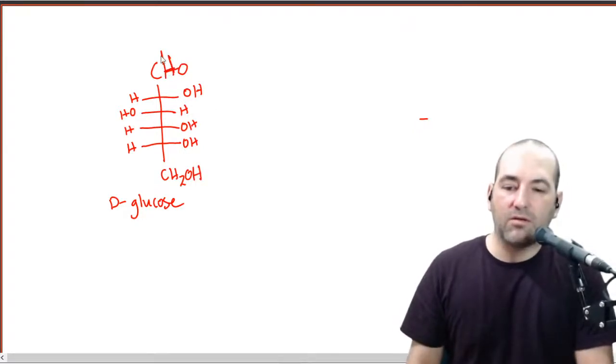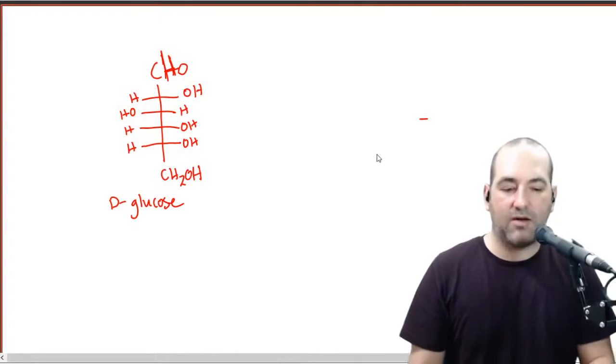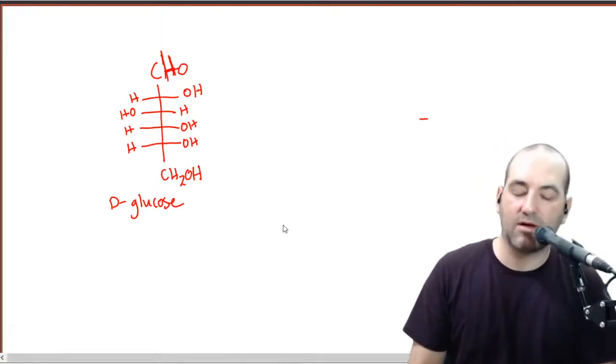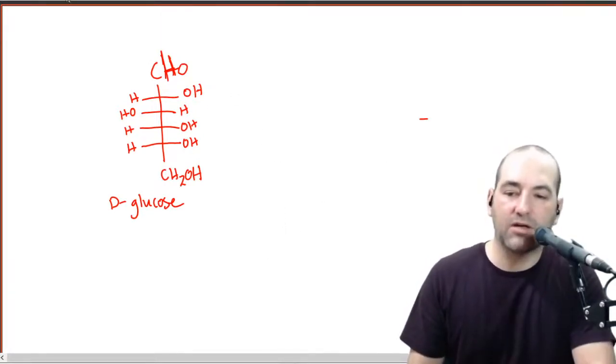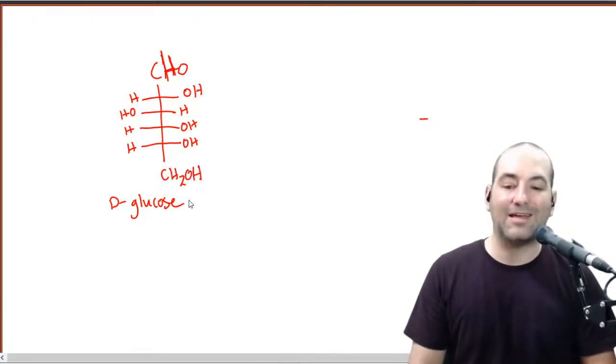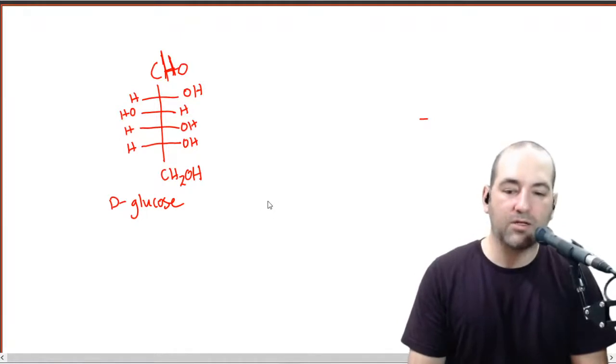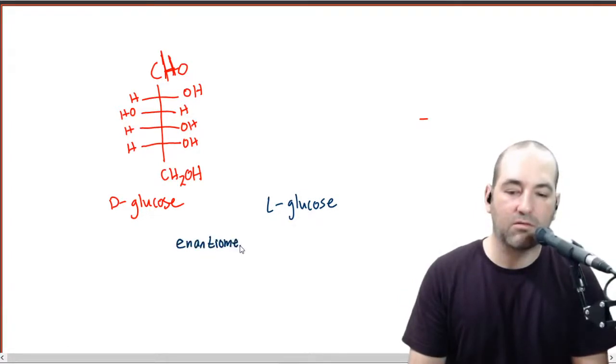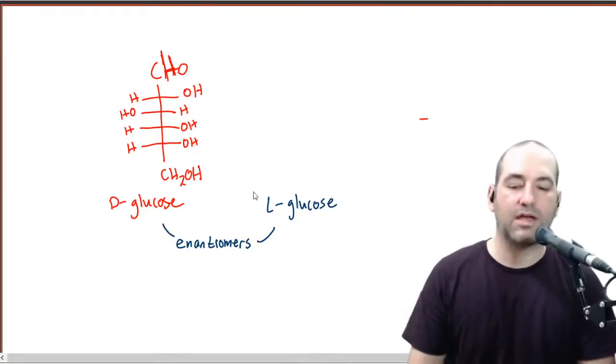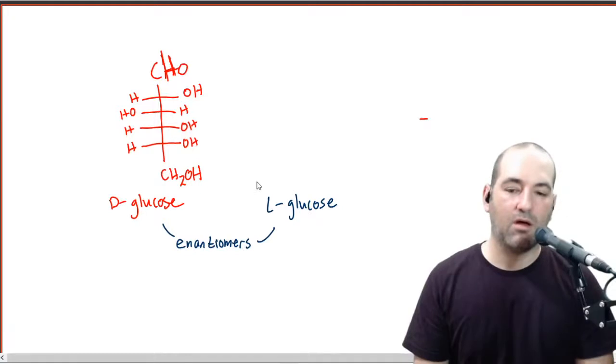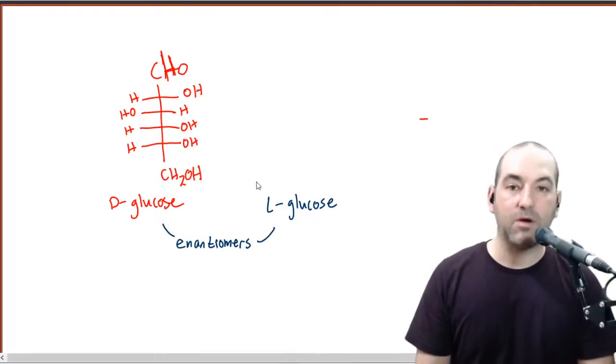Now, there's no real systematic way of getting all the other sugars from this. But what we do know, because of what we learned about stereochemistry, is that the D and the L sugars are enantiomers. So if we wanted to write L-glucose, which is the enantiomer of D-glucose, those are enantiomers of each other. Remember that the enantiomer is the mirror image.